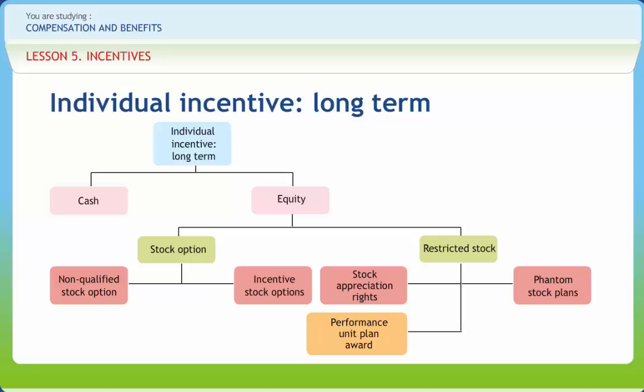Performance unit plan awards are contingent upon the attainment of corporate performance goals, usually measured over a period from 3 to 5 years. Performance share plans function similarly to performance unit plan awards. However, the executive is granted contingent shares at the start of the 3 to 5 year performance period.